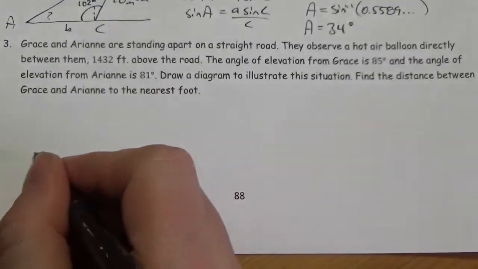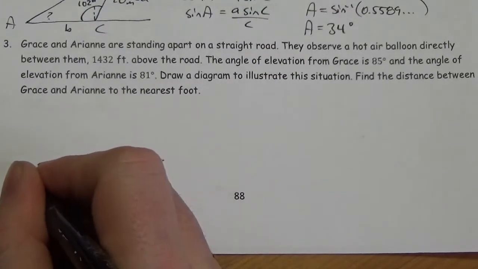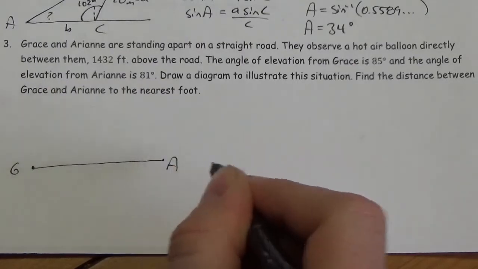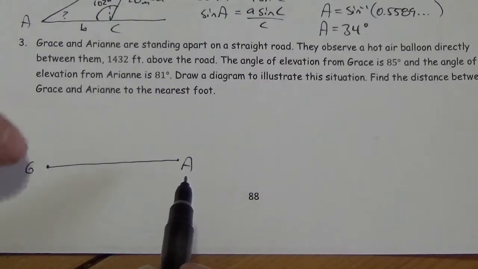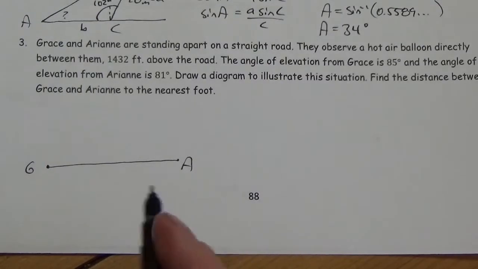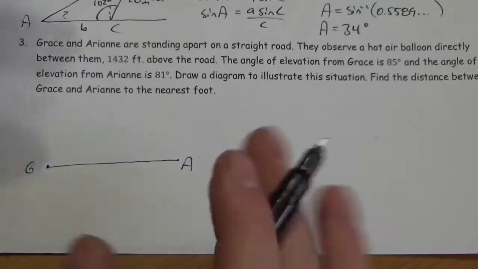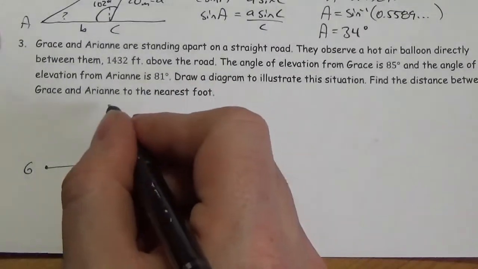Okay, so here we go. Let's put them along this road here. Let's say this is Grace, this is Ariane. And actually, as soon as I looked at that, I feel bad that I did it that way. If I'd been more true to what I would normally do, I would have put those in alphabetic order. Anyway, that's okay. It doesn't matter. So now we're going to put the hot air balloon up here.